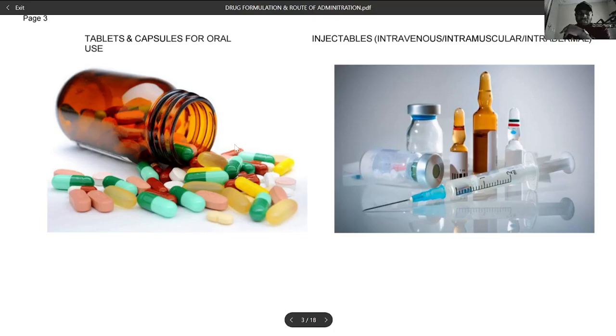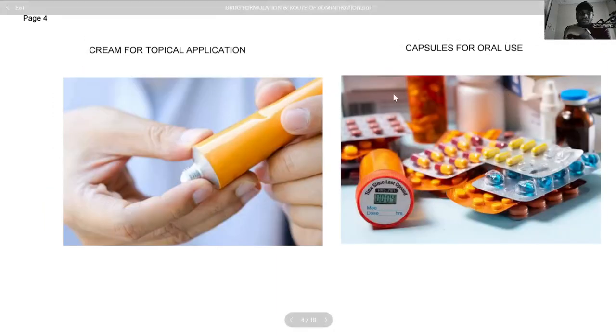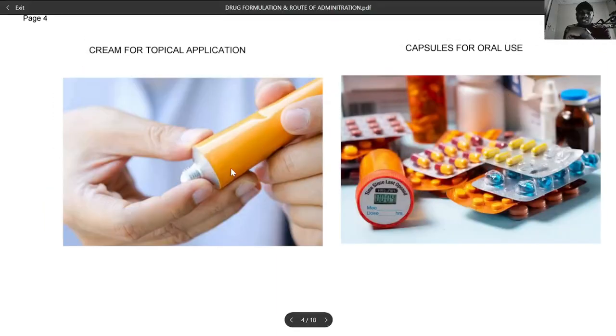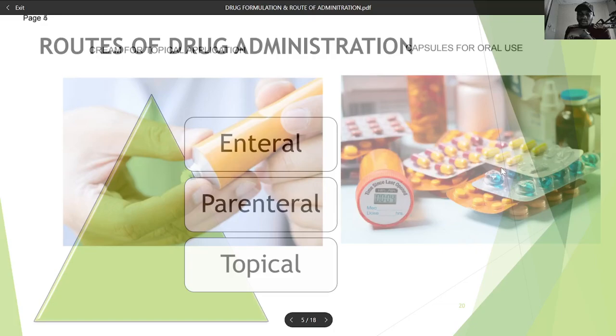Now, this is an image of a bottle containing tablets. These are tablets. These are capsules. These are injectables, which could be intravenous, intramuscular, or intradermal, depending on the chemical nature of the drug. These are for topical applications, creams. Then we have capsules in these forms.